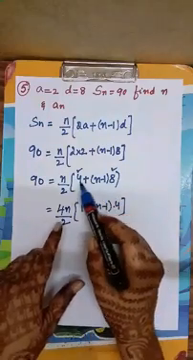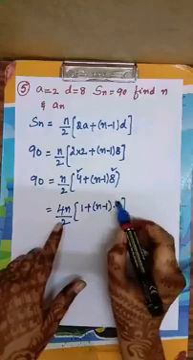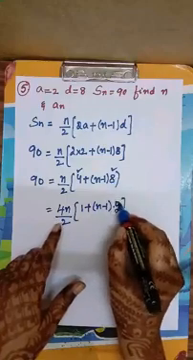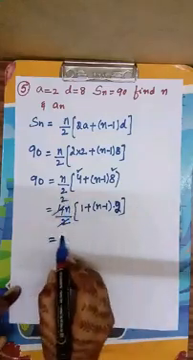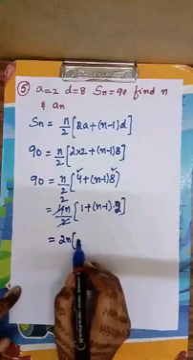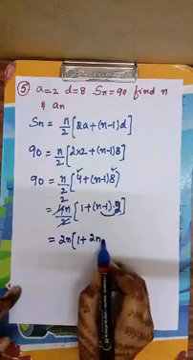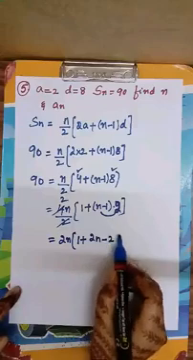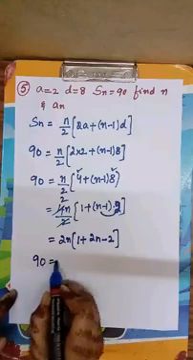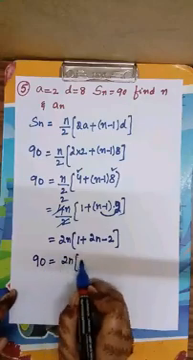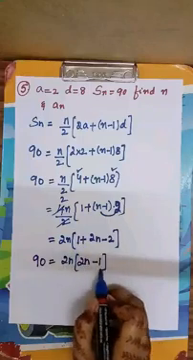Once the 4 is taken common, 4 ones are 4. From here also 4 is common, 8 is 4 twos, so what is left here is 2n. What is left? 2n. 2 ones are 2, 2 twos are 4n, into 1 plus 2 into n, 2n minus 2. So 90 is equal to 2n into 2n minus 2 plus 1 is minus 1.